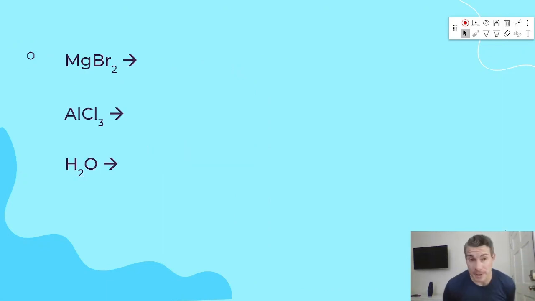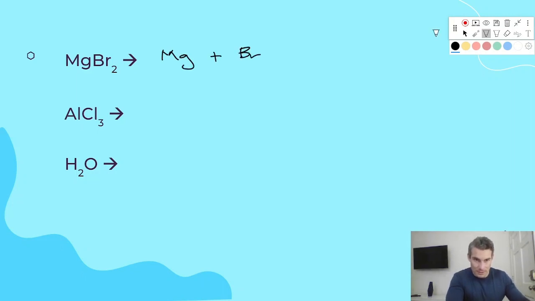So what I'm going to do is the magnesium bromide, and then in pairs I want you to work on the aluminum trichloride, the aluminum chloride, pardon me, and then the decomposition of water. Let's get to it. We have a decomposition reaction of magnesium and diatomic bromine. We understand that it is going to split apart. We also need to write the states.